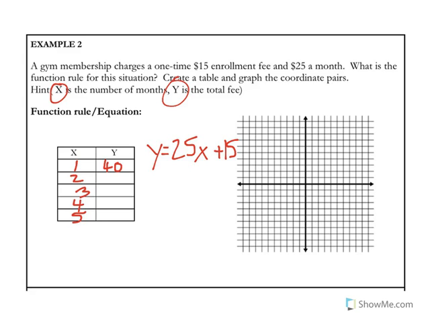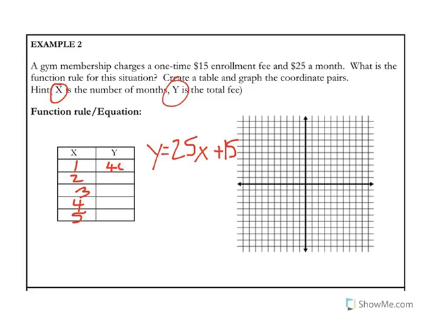If you do 2 months, you're only going to pay this enrollment fee once, but you're going to pay the monthly fee twice. So that's 50 plus 15 is 65. 3 times 25 is 75 plus 15 is 80. Nope, it's 90. Come on, math teacher. This one, I'm erasing it all. All right, let's try again.